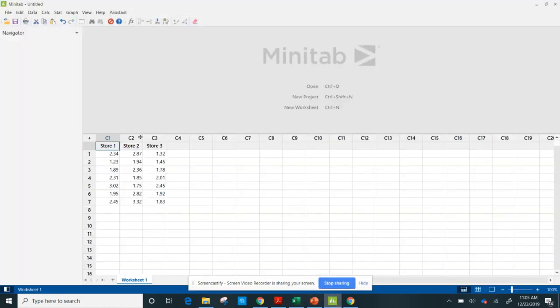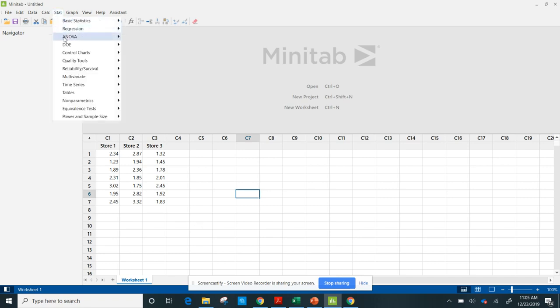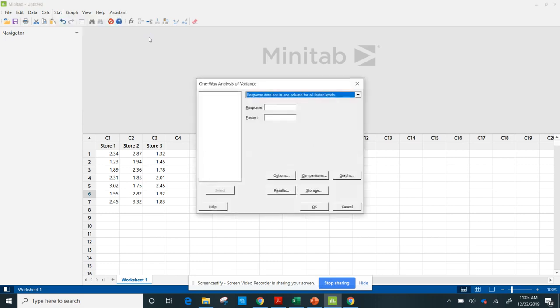Okay, I'm going to open Minitab, and here I've already copied and pasted my data in there. So what I'm going to do is go to Stats, Anova, one way. I want to change this to where it says that each data is in a separate column for each factor level. Factor level in this case is just a different word for sample, because I have 3 samples, right? 1 from store 1, 1 from store 2, and 1 from store 3. That's how I think about it.